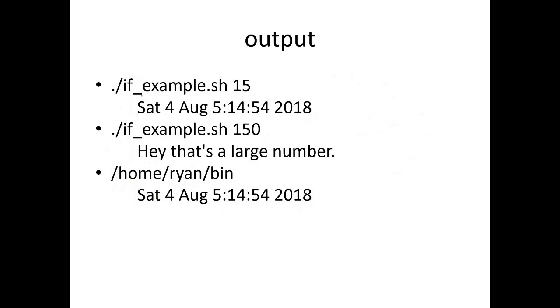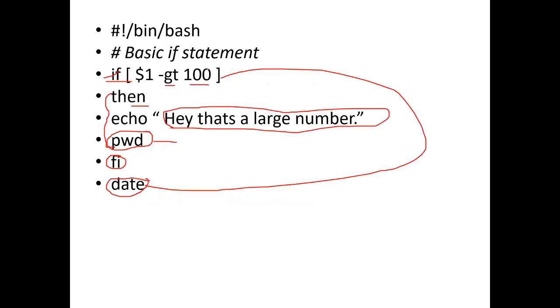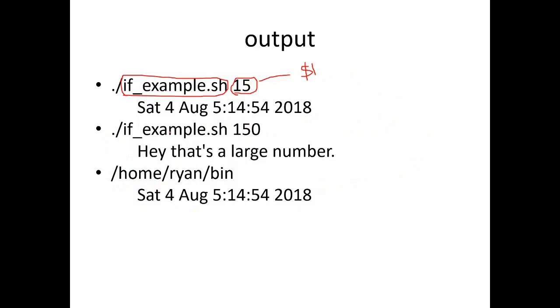See the example output. This is your file name with the extension .sh, the file you are going to run on the terminal, and this is your command line argument. This value will be stored in $1. Check which value is in $1. It is 15. Is 15 greater than 100? No, the condition is false. So it will display the date.